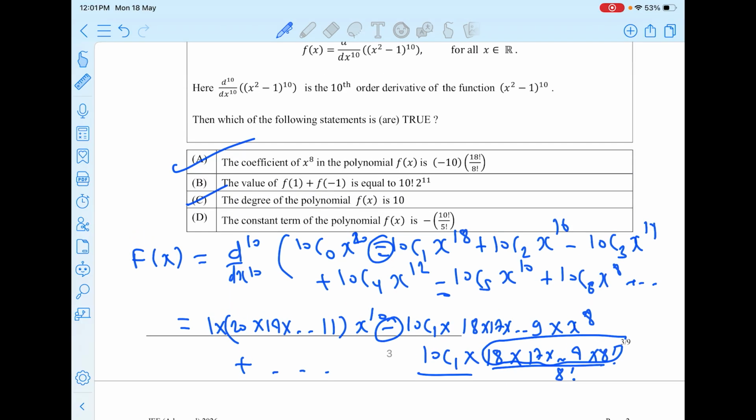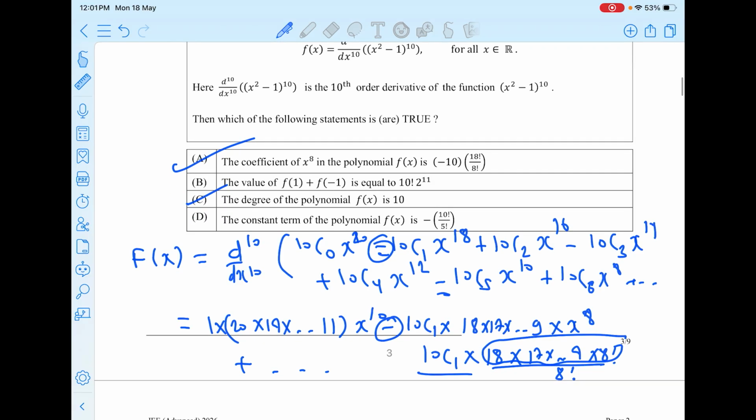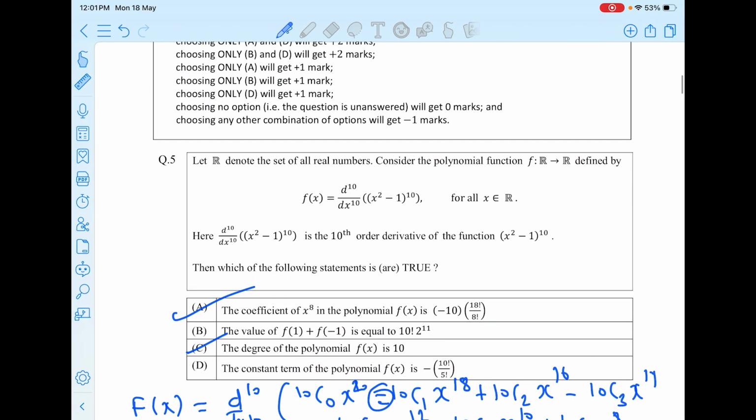Similarly, you have to calculate f of 1 plus f of minus 1. That is also a moderate question. I'll not say difficult, but a little bit moderate, because you may get confused about how to differentiate. If you differentiate directly, it may be confusing.